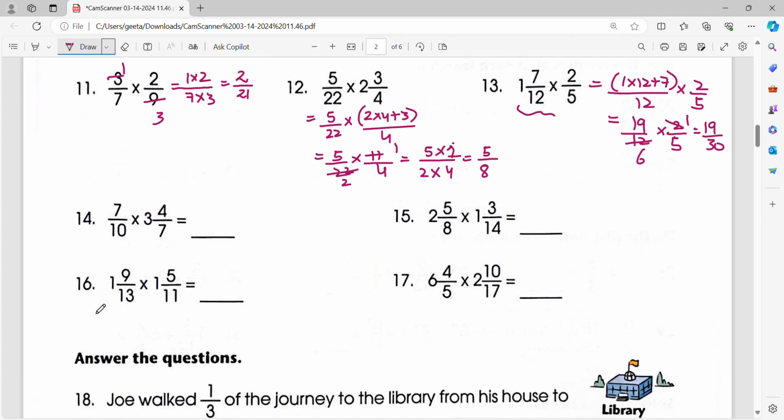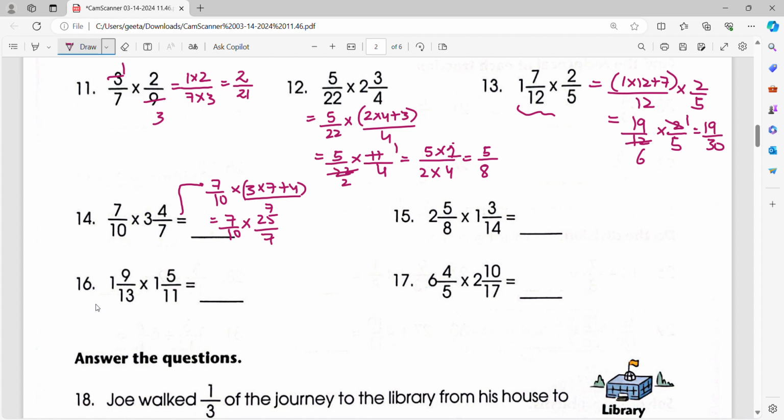Okay, we are moving on to question number 14. I want you to solve it. Can you please read it first? Can you please solve it, 3 and 4 by 7? 25 over 7. Very good, 25 over 7.